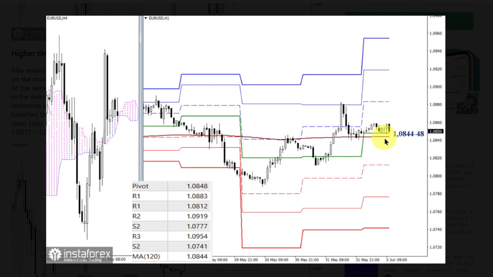If the situation changes, bullish activity will emerge intraday, though the resistances of classic pivot levels 1.0883, 1.0919 and 1.0954, while you can take note of the support of classic pivot levels 1.0812, 1.0777 and 1.0741 for the bearish bias.